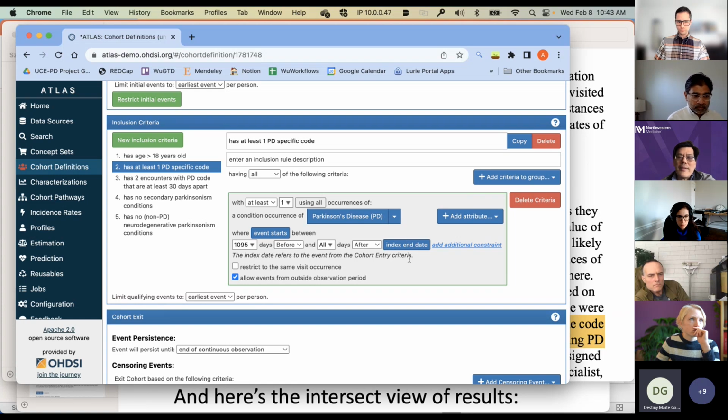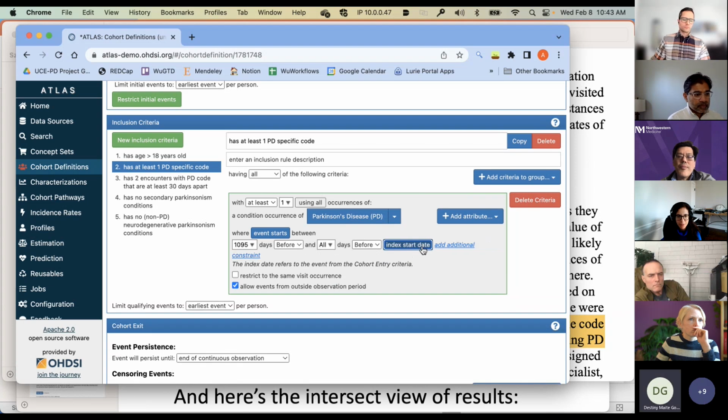So then, did I do it correctly by saying before index end date? Yeah, I don't think this should be 0. This can be all, because you definitely want that visit to have happened before the fact that they had that diagnosis. I think we're talking differently, because I want the most recent 3 years as my time frame of analysis. So I need this to be before the last observation of this person. Does that make sense?